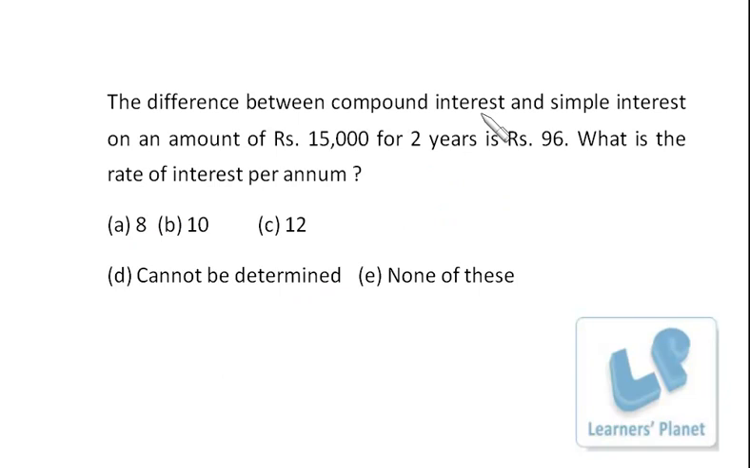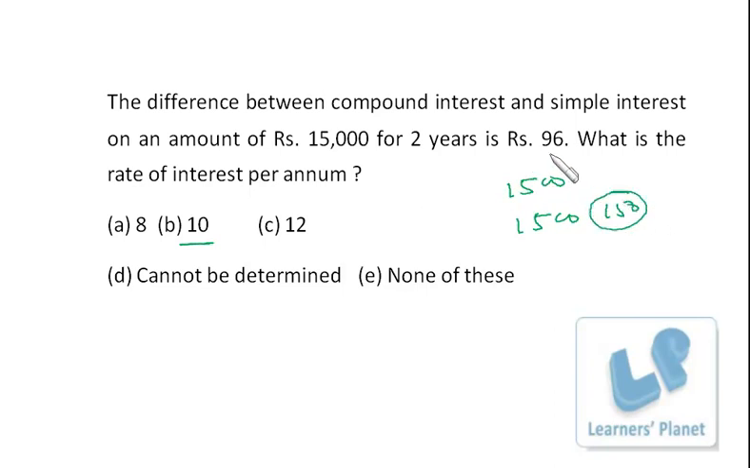Now, the difference between compound interest and simple interest on an amount of rupees 15,000 for 2 years is rupees 96. What is the rate of interest per annum? That can be solved simply. We can assume the rate of interest to be 10%. By that we'll get the idea of what the exact answer is. Suppose 10% is the rate of interest, every year the simple interest will be 1500, and the compound interest will be interest on interest, so 10% of this, that is 150 rupees.